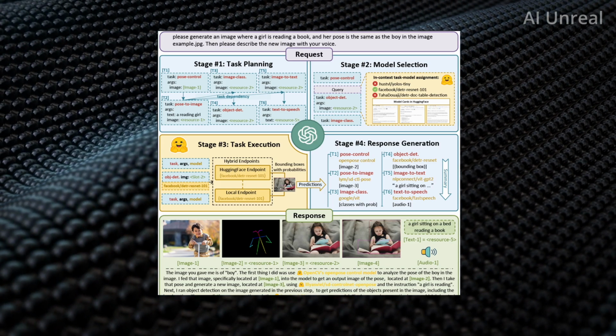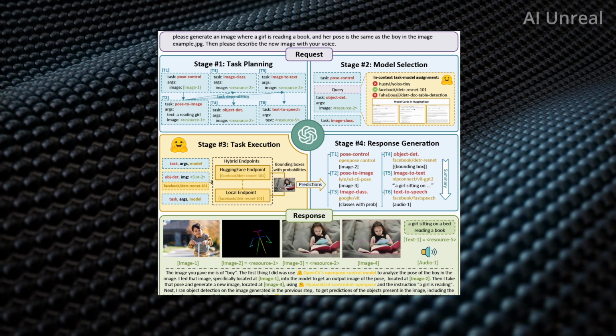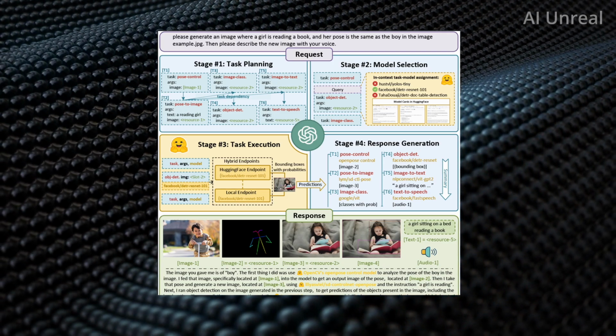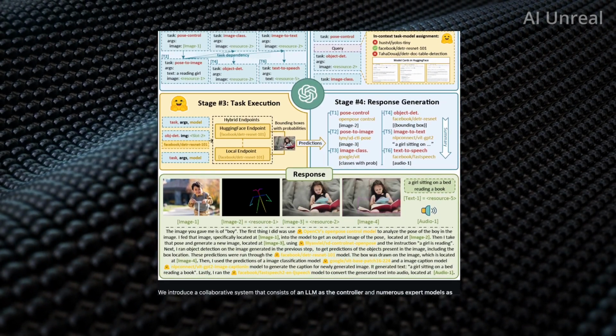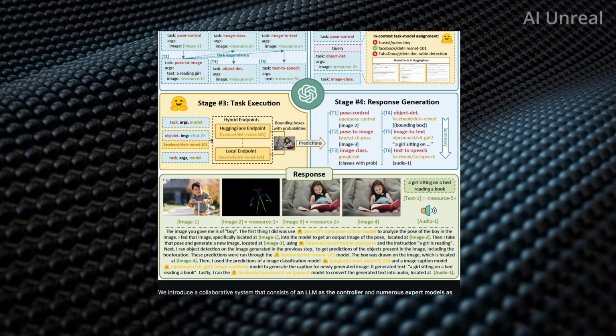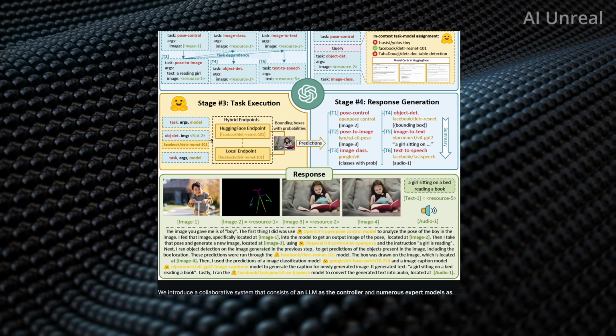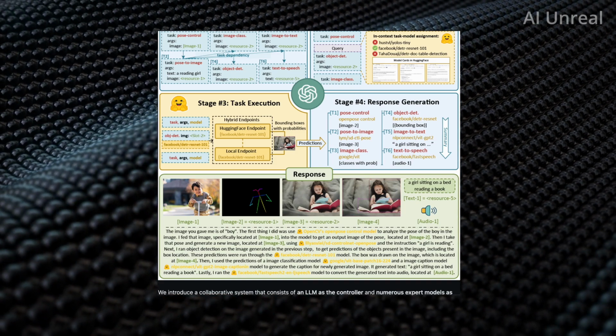Basically it says the image you gave me is of a boy. And the first thing I did was use, they say here, the OpenCV OpenPose control model, which again is from the Hugging Face model that it chose. And then it analyzes that pose of the boy in the image. Then it goes ahead and feeds that to the location that it needs to get the output of the pose, which you can see here in image two.